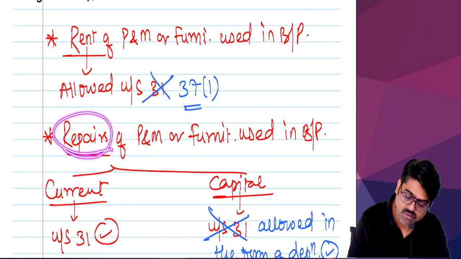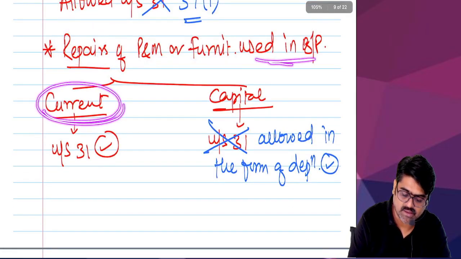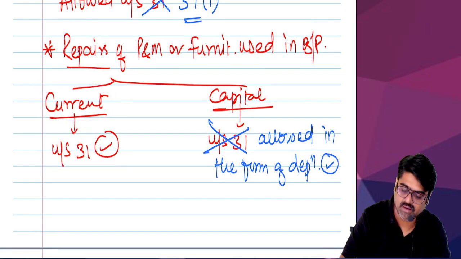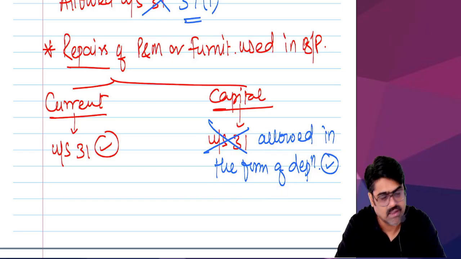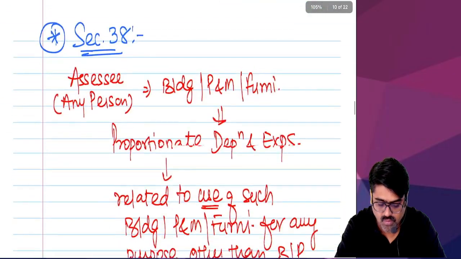Now repairs of plant and machinery or furniture which is used in business or profession. If it is current repairs, then it will be allowed under section 31. If it is capital repairs, it cannot be claimed under section 31. It will be allowed in small parts in the form of depreciation. Will you remember this? Section 31 over.